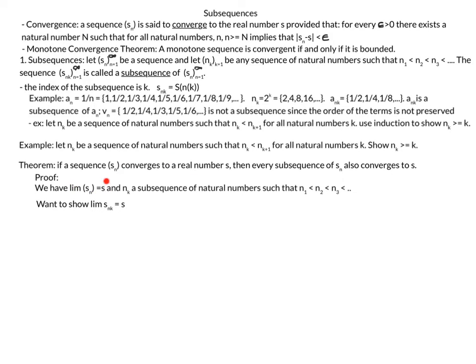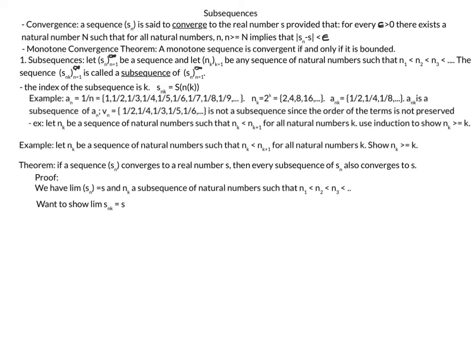Since it converges, we're going to call the limit S. And we're going to let nk be a subsequence of natural numbers such that n1 is less than n2 is less than n3. So we want to show the limit of Snk is also equal to S. If you recall from our chapter when we talked about convergence of a sequence, we had this strategy where we looked at Sn minus S and then we solved for n in terms of epsilon, but we won't be able to use that now because we used that strategy when we had a formula for Sn, a formula such as Sn is equal to 1 over n. Here we don't have a formula for Sn because we're just talking about sequences in general.